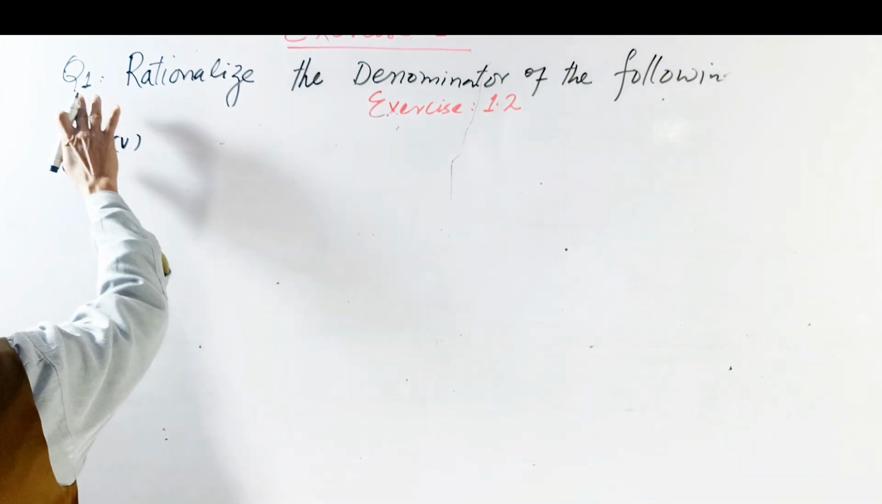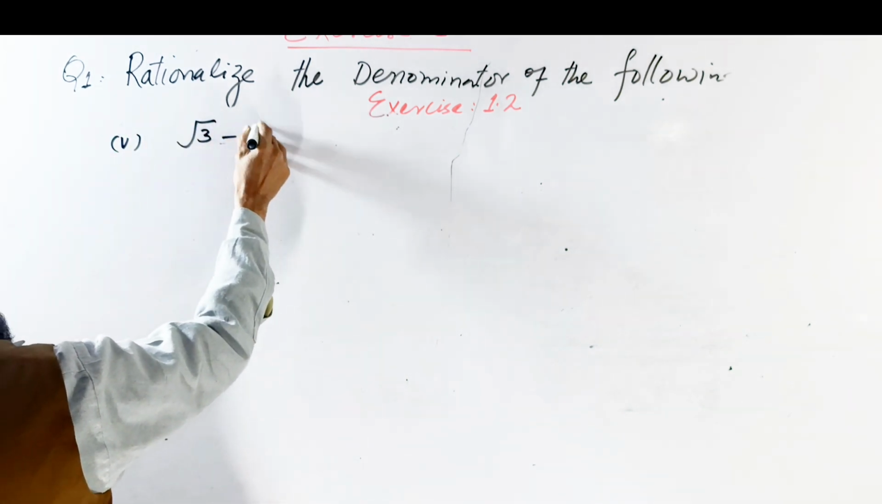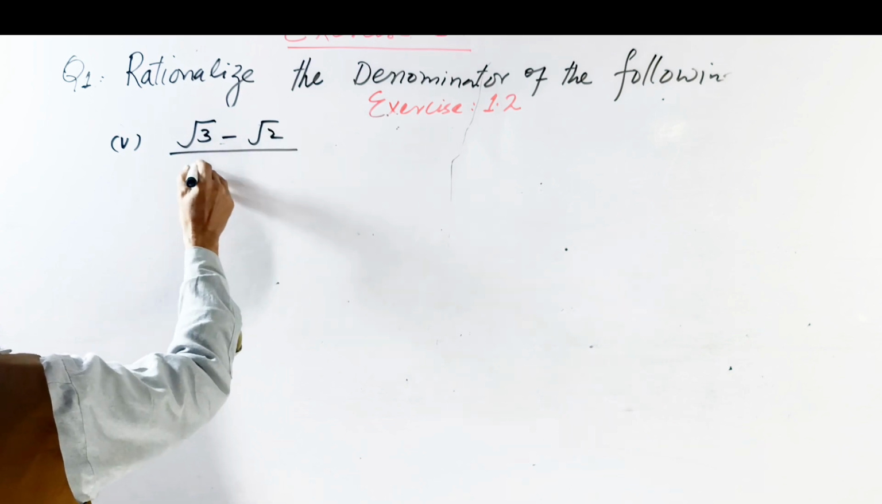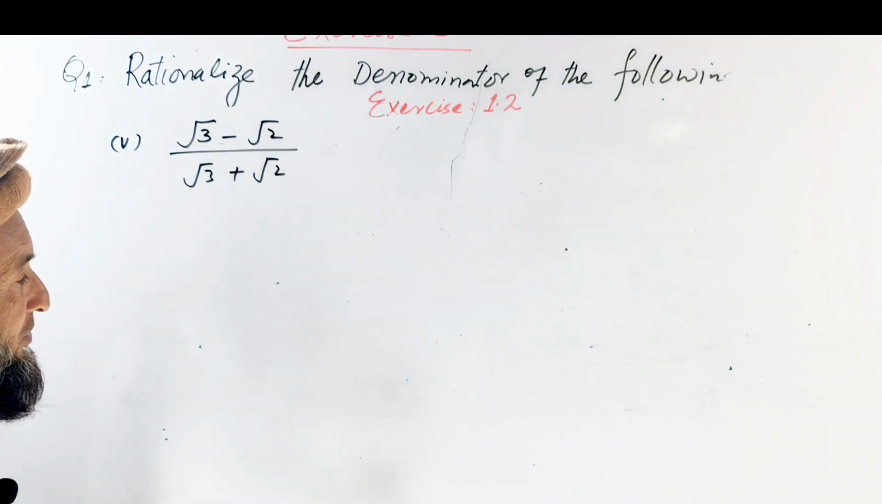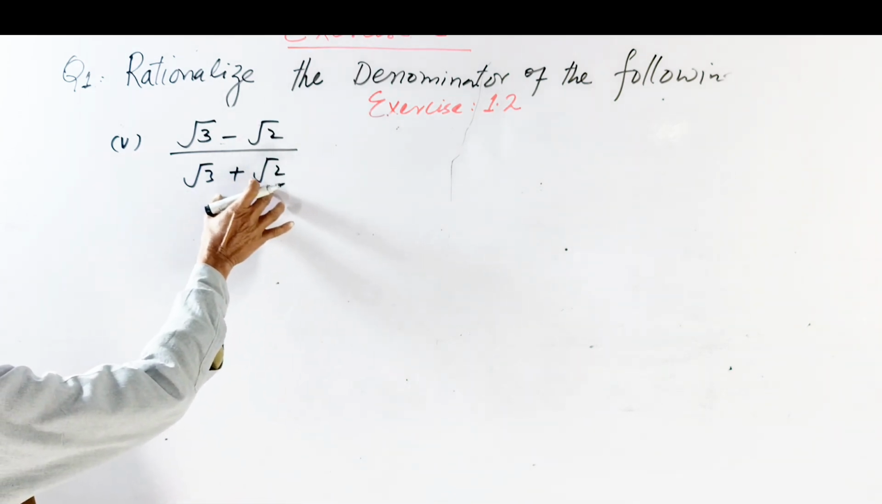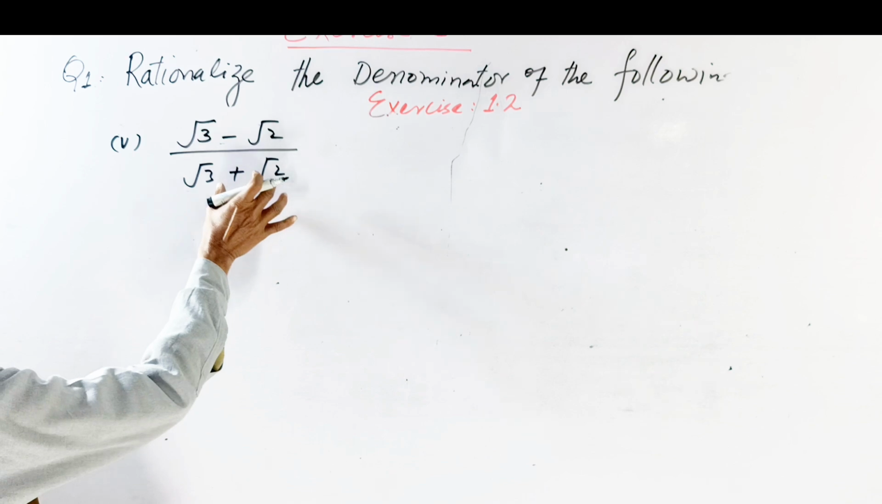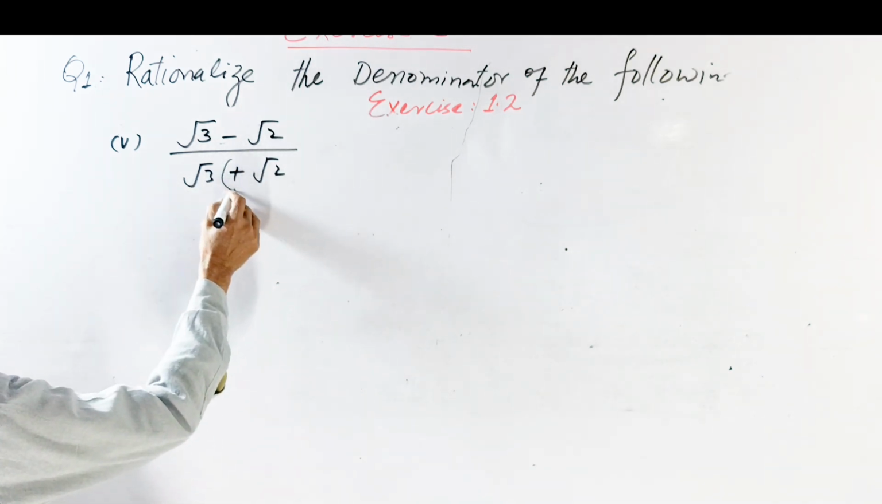Part 5, question number 1, part 5. Root 3 minus root 2 divided by root 3 plus root 2. How can we rationalize? Rationalize means we are removing the square root from the denominator. So we rationalize here with a minus.